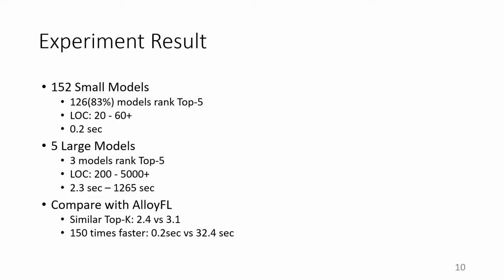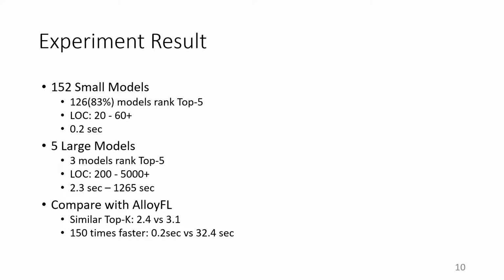We also evaluate FLACK on 5 large LOE models, which contain 200 to 1,500 lines of code. Those models are collected from a theoretical robot model and some machine-generated models for some Java program repair problems. FLACK ranks top 5 for 3 of them, and the runtime for FLACK ranges from 2.3 seconds to 1265 seconds. The long runtime was mainly due to the huge expressions in the machine-generated code.